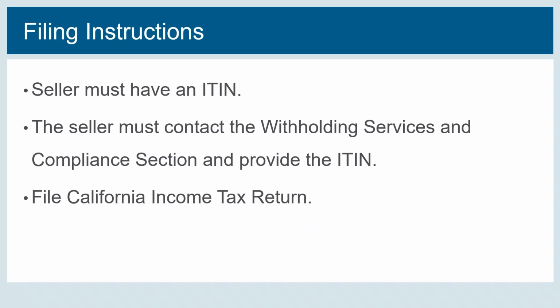Now let's review California income tax return filing instructions for a foreign seller. First, the seller must have an ITIN prior to filing their return. The seller must also contact the Withholding Services and Compliance section at Franchise Tax Board and provide the ITIN so it can be applied to their withholding credit. After the real estate withholding credit is applied to the ITIN, a California income tax return can be filed.